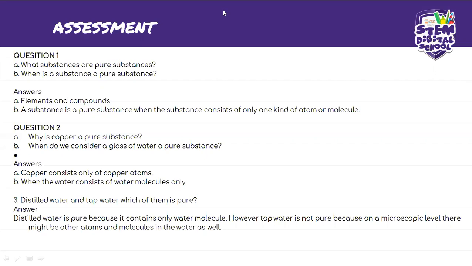Let me see those who are in. Okay, that's examples for pure substances. Then the compounds. Okay, let's go. Let's be fast. So I said give three examples of pure substances and then three examples of compounds.